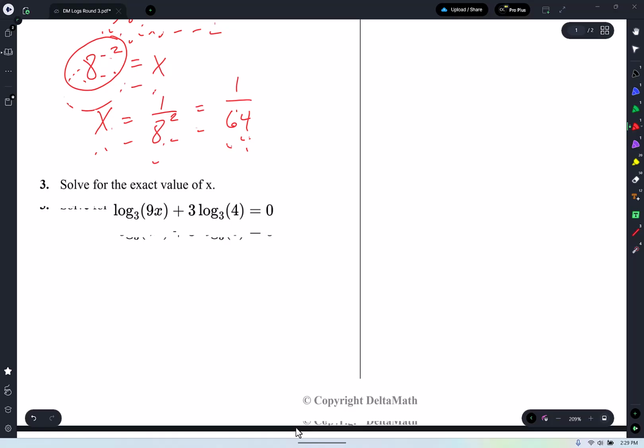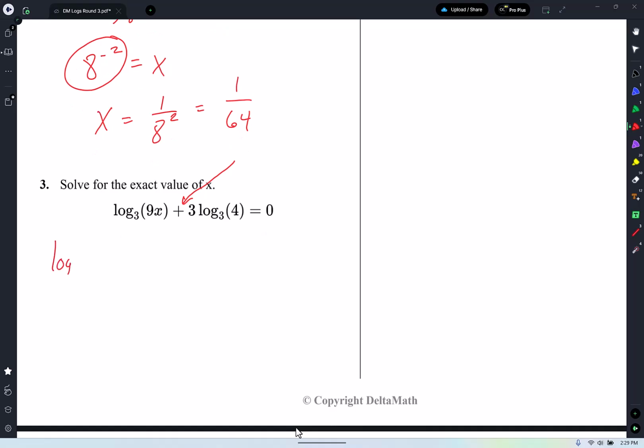All right. Question 3. There's a plus right in the middle. So product rule. Log base 3, giant parenthesis, 9x times... Oh, you see this 3 right here? Bring it up. So 9x times 4 to the power 3, close it, equals 0. That's the power rule with the logs, right? 4 to the power 3 is 64.